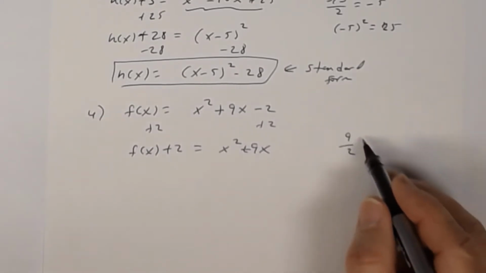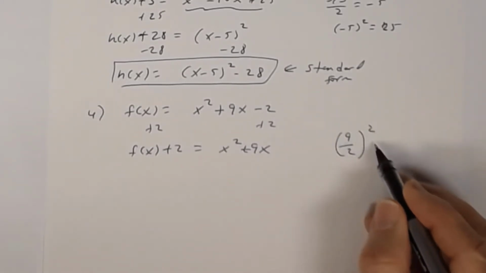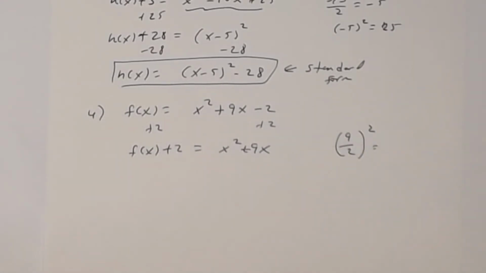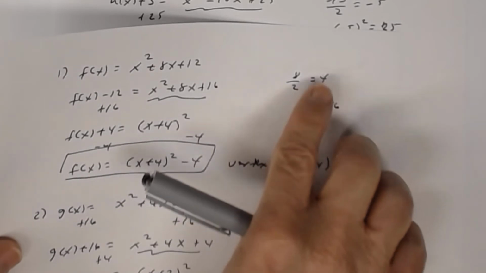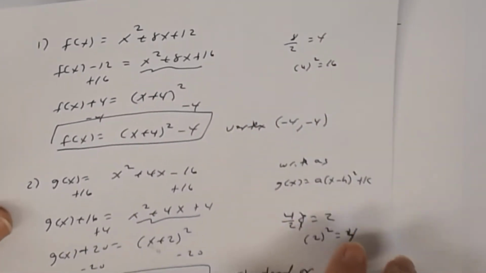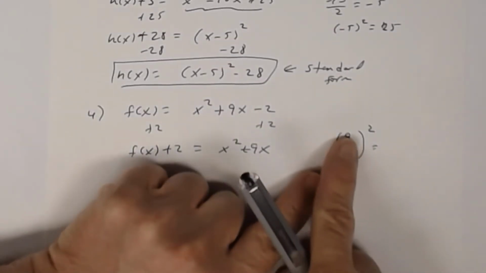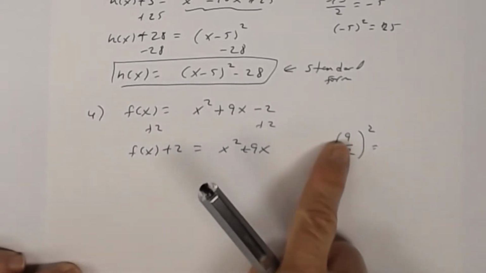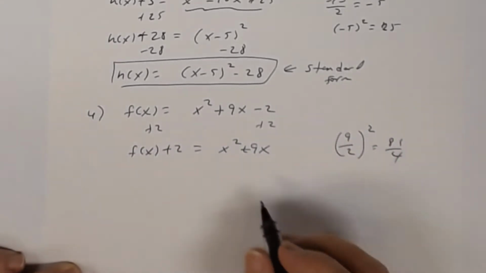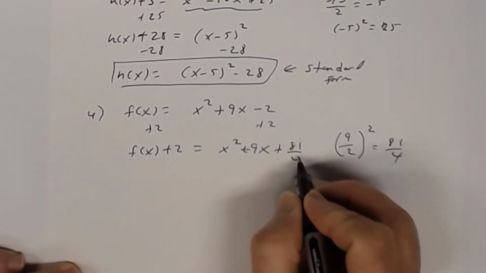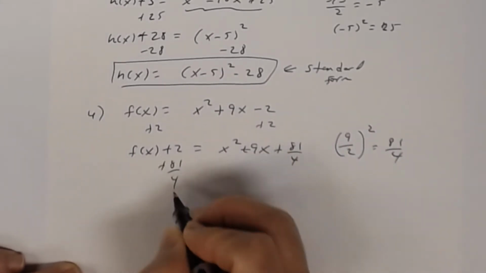And now what you're going to do is square this. Remember, once you divide by 2 and simplify, you square whatever number you get when you simplify. You do the same thing here. You just can't simplify that any further. So 9 times 9 is 81, and 2 times 2 is 4. And that's what you add to both sides. You can say plus 81 divided by 4, plus 81 divided by 4.